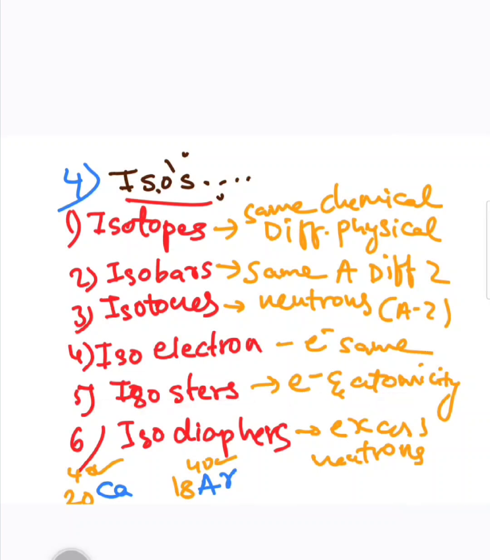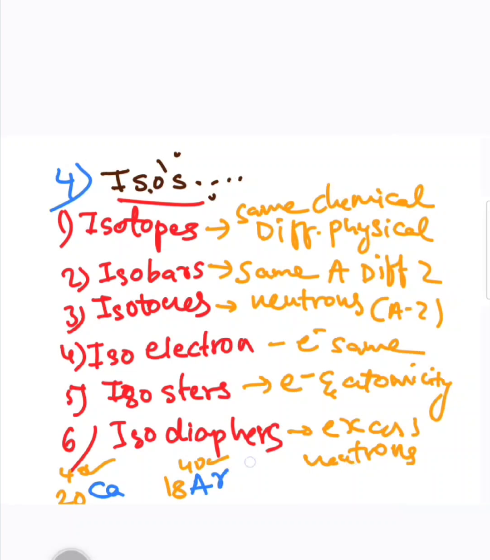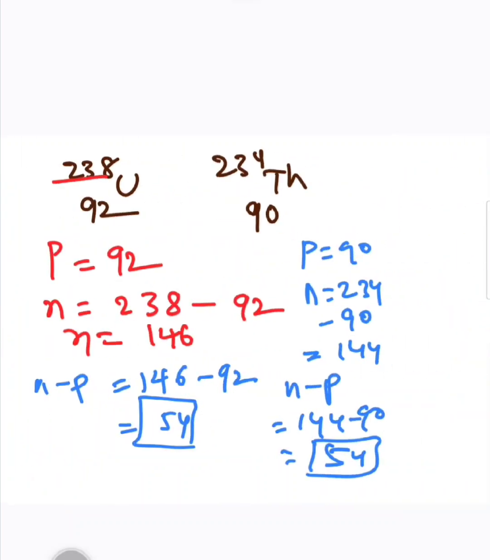Understood? Now, what are isodiaphers? Isodiaphers are very, very important, so please listen carefully. In isodiaphers, the number of neutrons is present in excess. What is excess? It is nothing but more. Now, in the nucleus, what are present? There are positively charged protons and zero-charged neutrons. If these neutrons are present more than the protons, now a simple case: you have the numbers 5 and 3.